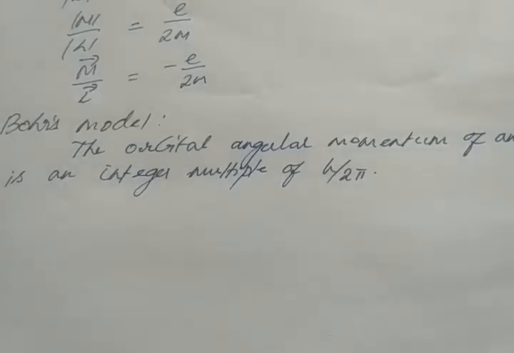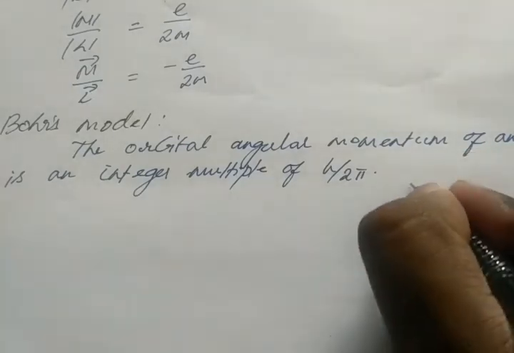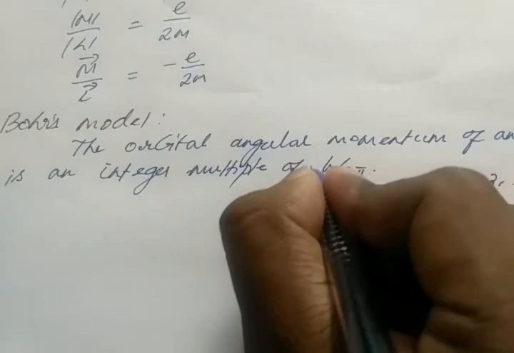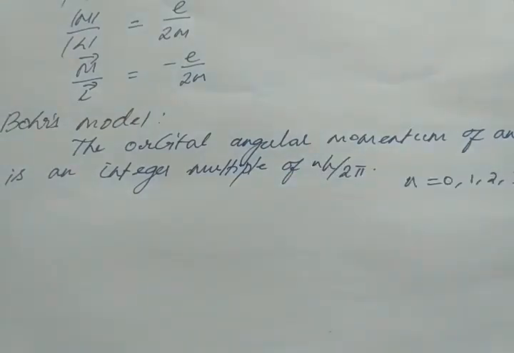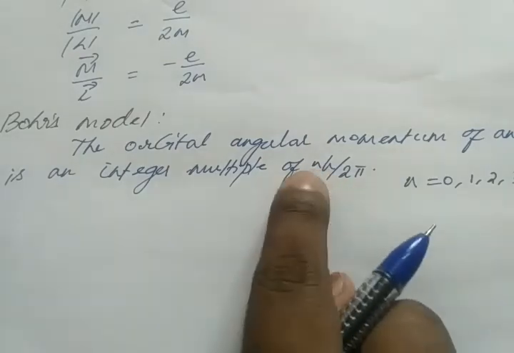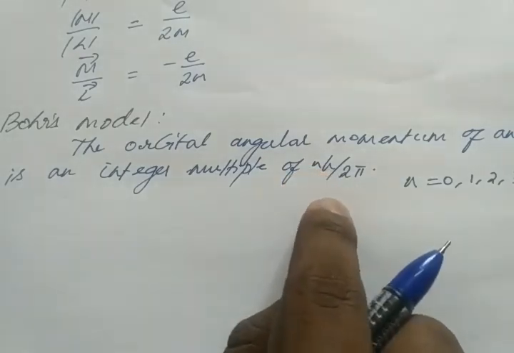It is also known as de Broglie hypothesis, which you will study in modern physics, I think 12th chapter. So the orbital angular momentum of an electron is equal to integer multiple of h by 2 pi, or we can say nh by 2 pi. Here the integer multiple is n equal to 0, 1, 2, 3. You can put any value for n: 1h by 2 pi, 2h by 2 pi, 3h by 2 pi, like that.